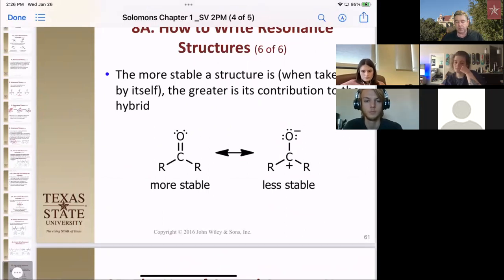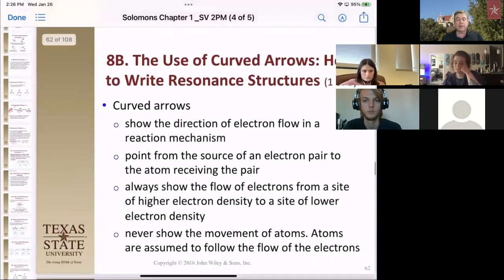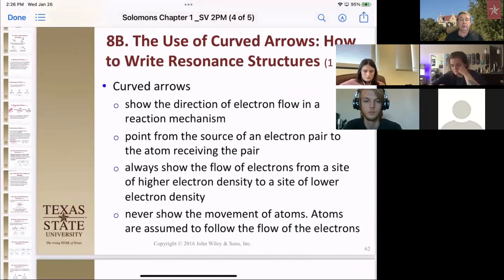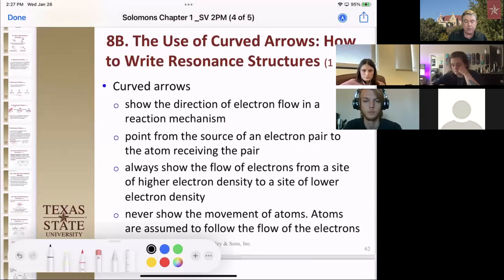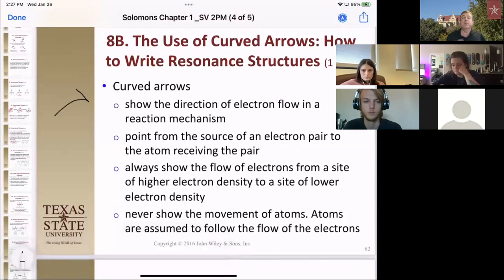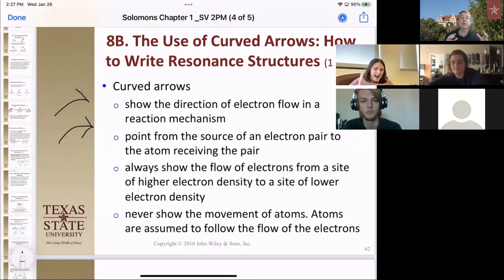I showed you that we push electrons around using these curved arrows. And these curved arrows are very important for the fact that if the curved arrow has a single barb, we're moving one electron. If the arrow has two barbs, we're moving two electrons. So that's important. And we also want to always look for direction of electron flow in our reaction mechanism.